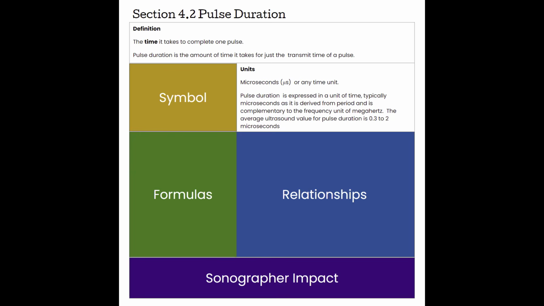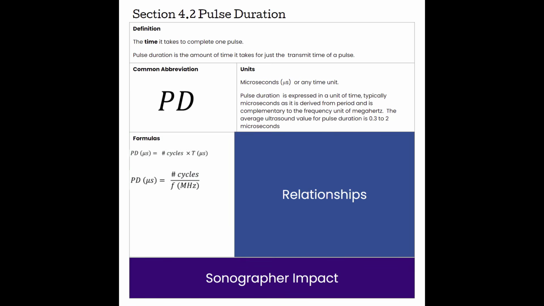Typically, we are going to use microseconds because microseconds is derived from the period of the frequency, and the frequency is usually in megahertz. So we want to, again, make sure that we are using complementary units. The average value for pulse duration in ultrasound is 0.3 to 2 microseconds. Now, there really isn't a symbol for pulse duration, but you'll see it commonly abbreviated down to PD.